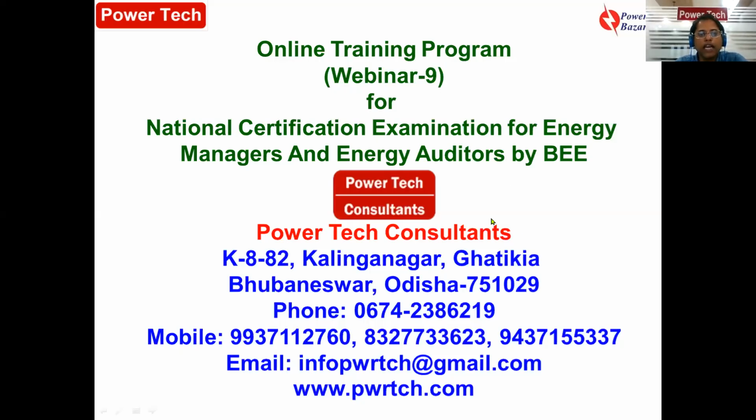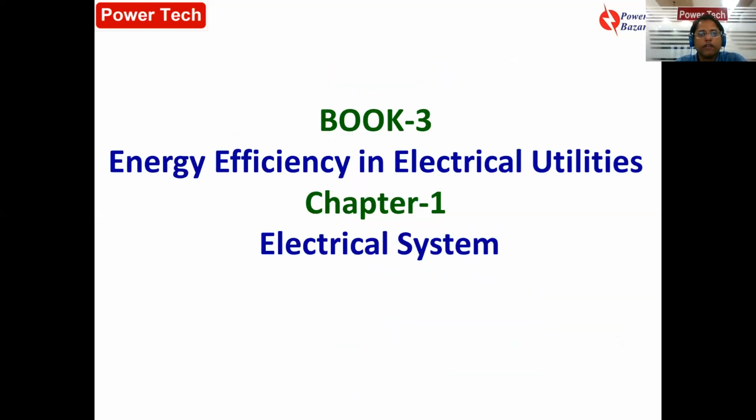So webinar number 9 is basically the chapter 1 of book 3. That means electrical systems. It is the chapter 1 of energy efficiency in electrical utilities. In this chapter, we will discuss the electrical systems, how the electricity is generated, how it is transmitted, and how it is distributed.